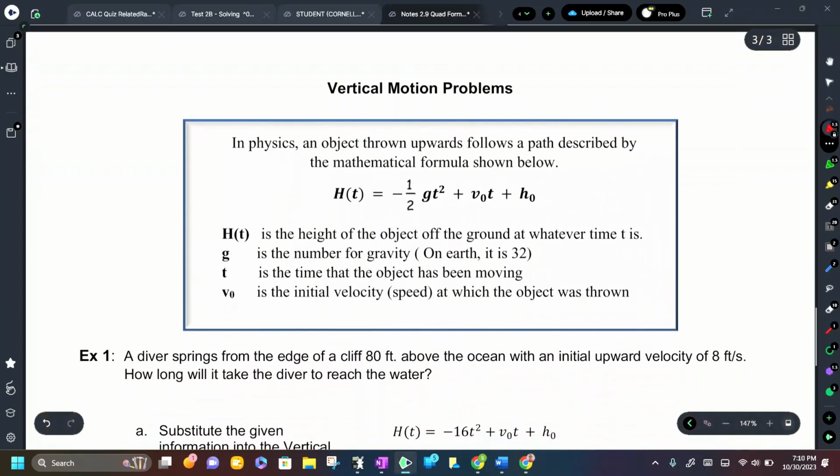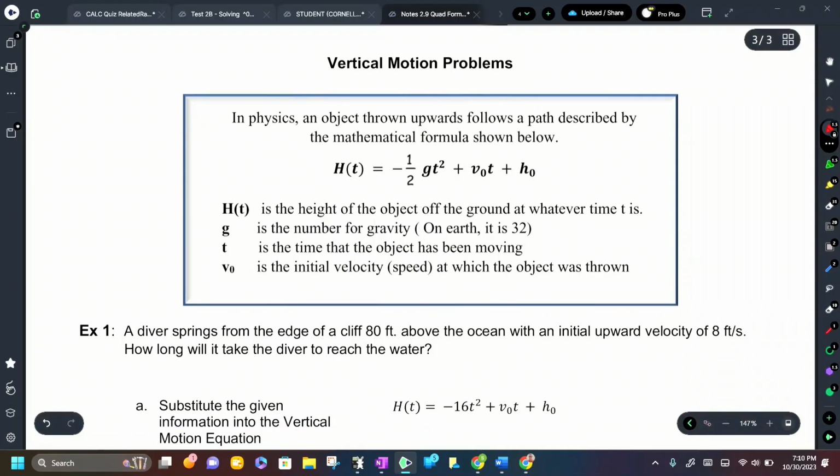More problems. So, vertical motion. If any of you guys are in physics, you've seen some stuff like this before, right? If you throw an object upwards, it follows a path described by the formula shown below. We know, because we live here on planet Earth, if you throw something, it's going to eventually come down. And this formula is going to get us what we need.